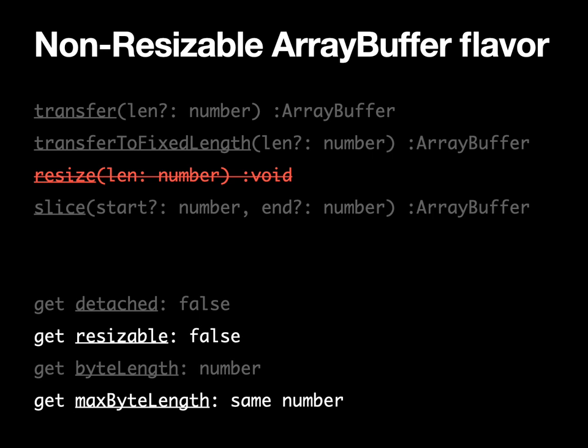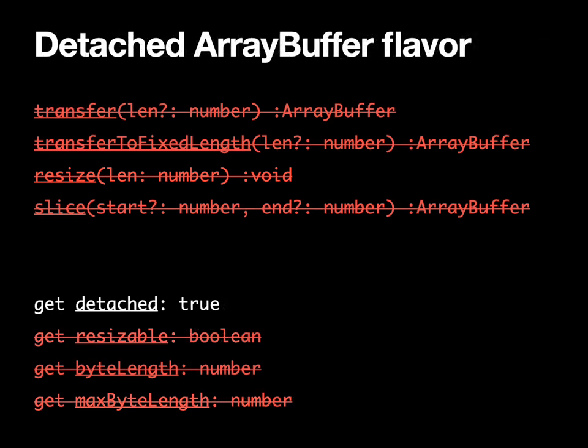And in this one, the resize method is useless. If you call it on a non-resizable array buffer, I believe it throws. And the getter-only accessor identifies this case by the resizable accessor returning false. And then all of the transfer operations leave behind a detached array buffer, in which the detached accessor returns true to identify it, and all of the other members, both methods and accessors, are useless.